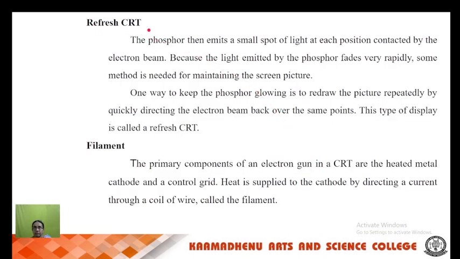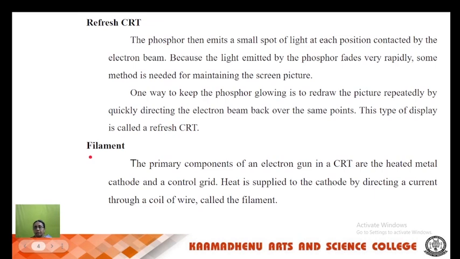Next we have the refresh CRT. The phosphor emits a small spot of light at each position contacted by the electron beam. Because the light emitted by the phosphor fades quickly, one way to keep the phosphor glowing is to redraw the picture repeatedly by quickly directing the electron beam back over the same points. This type of display is called a refresh CRT.